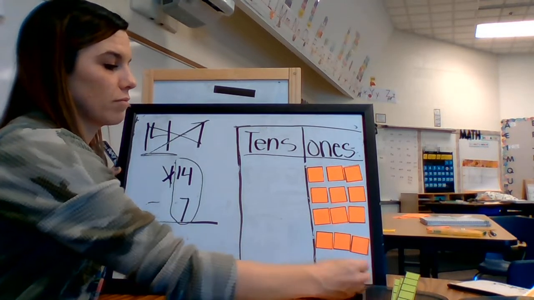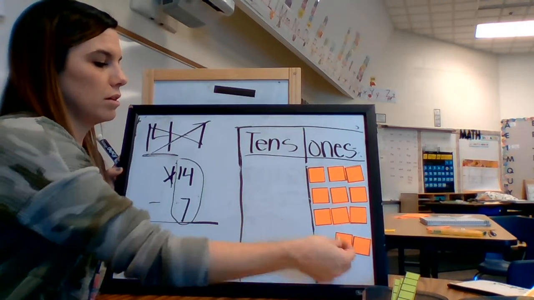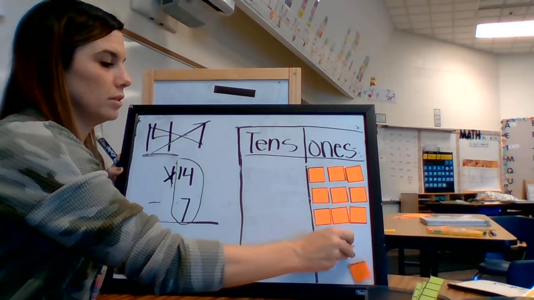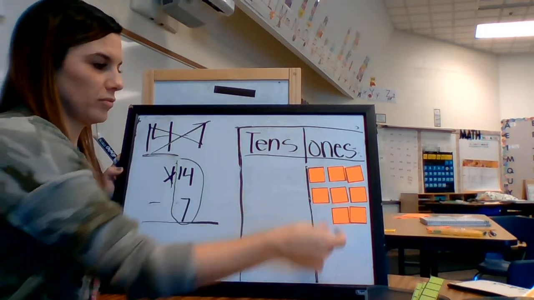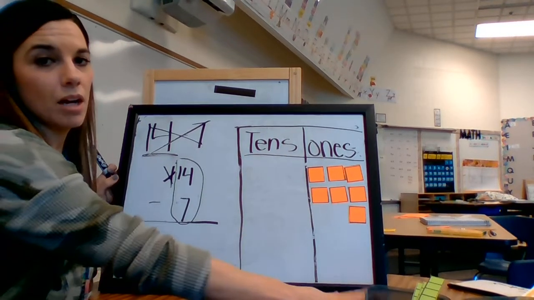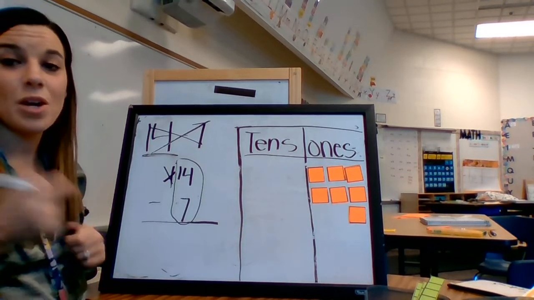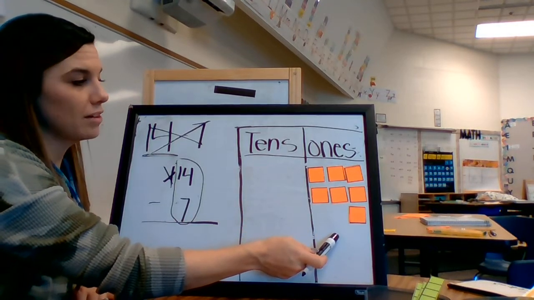1, 2, maybe 3, 4, 5, 6, 7. So I took 7 away. Guess what? I'm left with my answer. So let's count how many are left over.